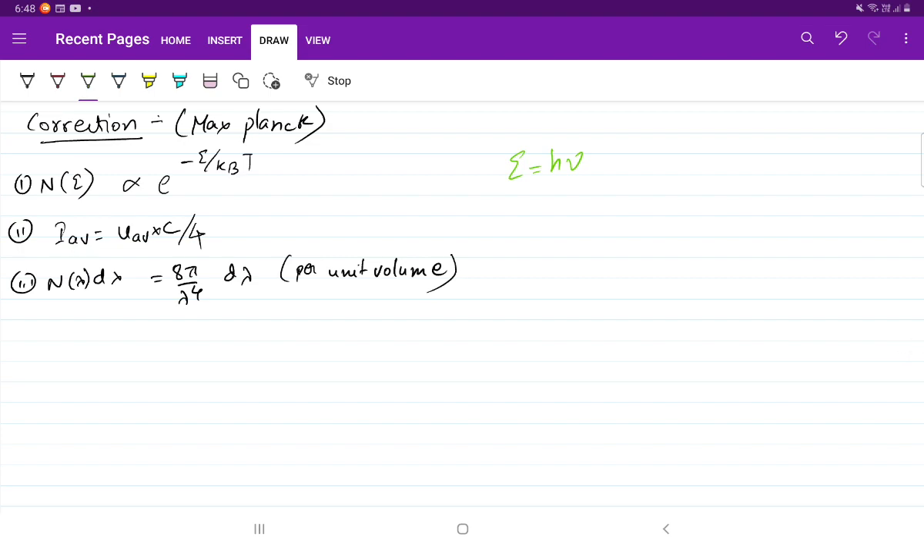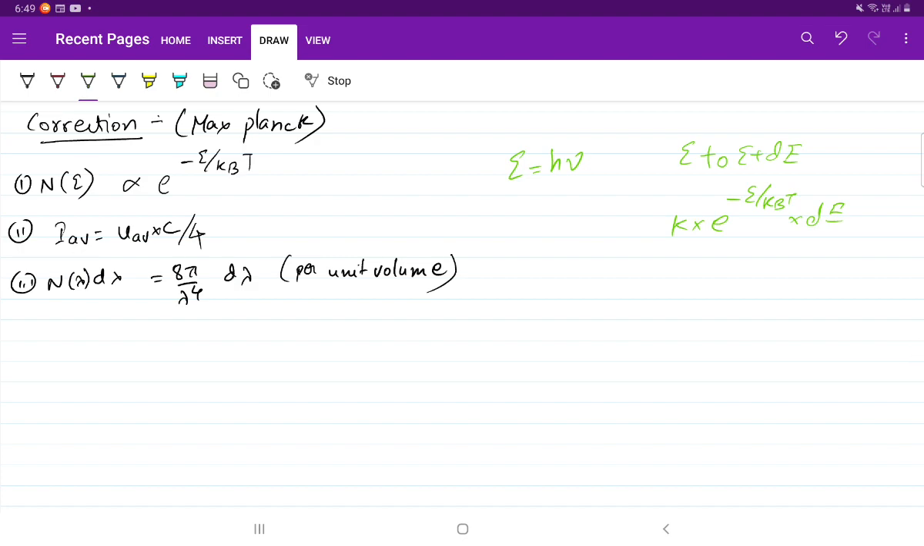Before further progressing, we need to know a few concepts. We need to know these three concepts before going further. First, if you have some particles and you need to find the probability that a particle possesses an energy of E, then the probability that a particle among the given number of particles possesses an energy of E, or the number of particles between E to E plus dE, would be some constant k into e to the power minus E by kBT into dE. Similarly, the number density is given as e to the power minus E by kBT, where E is the energy of the particle.